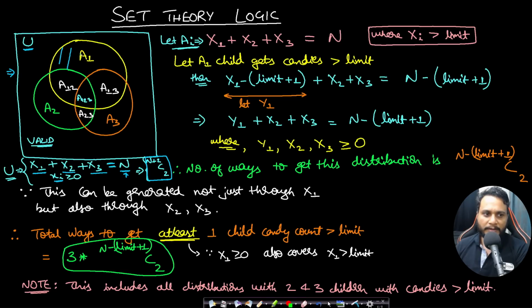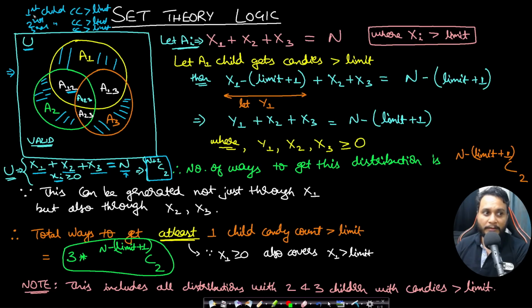Now if you look at this diagram, let me explain what is the meaning of this A1. The meaning of A1 here, which is this one, is when the first child gets the candy count greater than the limit. That is the meaning of this A1. The meaning of this A2 here means only this part, okay? The A2 means when the second child gets the candy count greater than the limit. The meaning of this A3 here means that when the third child gets the candy count greater than the limit, right? Now what is the meaning of this A12?